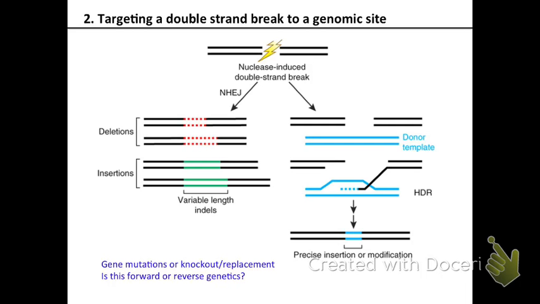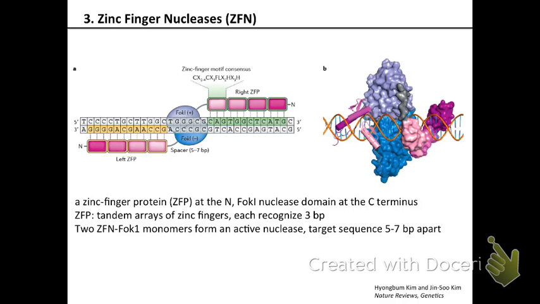So what can you use this for? You could use this for a lot of different things. You can introduce gene mutations, or you can do knockouts. You could do replacements. And this kind of genetics is a little bit different from classical genetics, right? So what would you call this? Is this forward genetics or reverse genetics? Reverse, right? Because we are going from the knowledge of the sequence back towards a phenotype. If you don't know the sequence, you can't really target a specific site in the genome. So we need to know the sequence, and I'll tell you why in a minute.